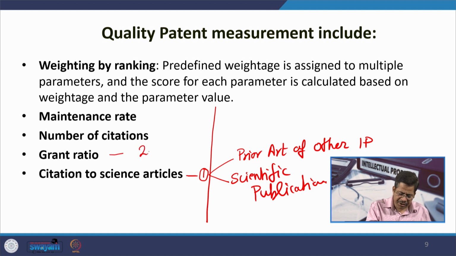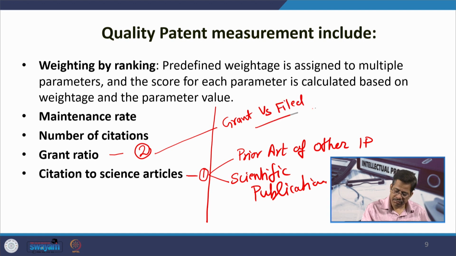Second is the grant ratio. Grant ratio can help us in measuring the quality for institutions, for corporates, for a country, etc. Grant ratio means grant versus filed. How many IPs you are filing, how many applications you are filing in a year, and how many of them are granted in that year.